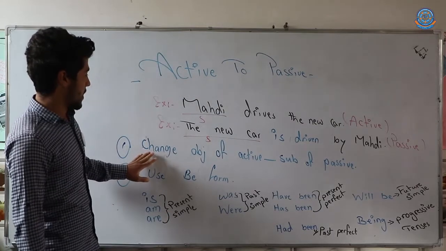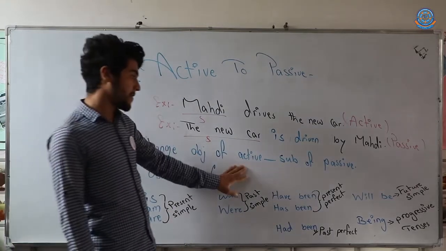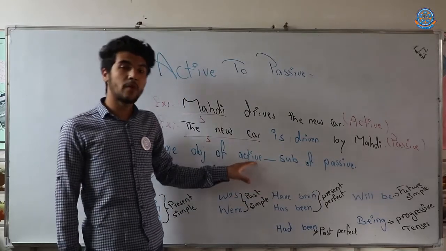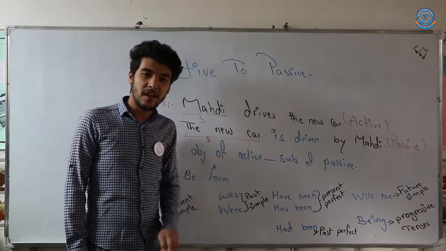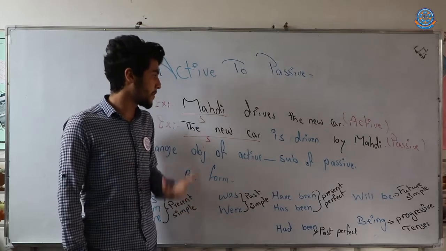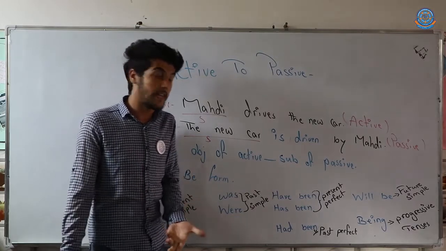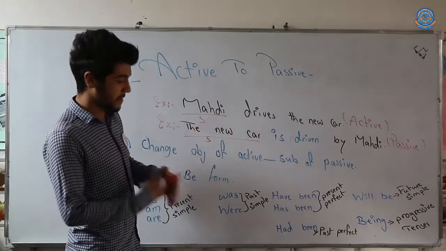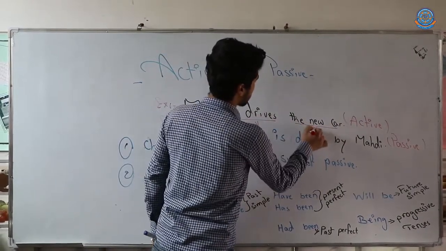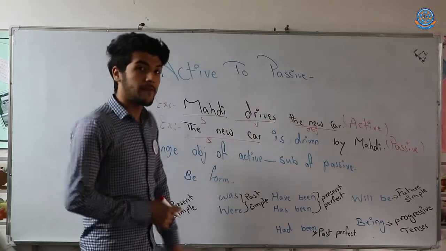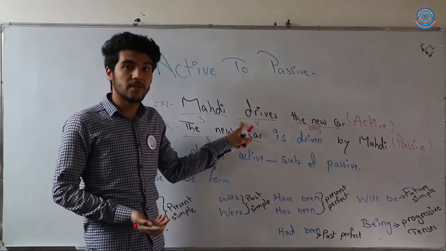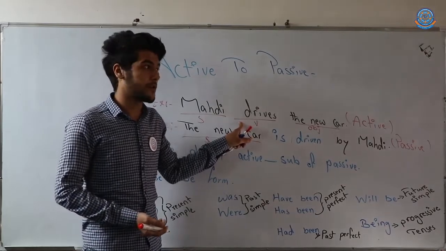First rule, change the object of an active sentence to the subject of the passive. Before doing this, you need to analyze the sentence that you want to change to passive. You need to find out where the subject, the verb, and the object are, and what their functions are. Mahdi is the subject. What is drives here? Verb. And the new car is the object. If you don't find out what the object is in an active sentence, changing it to passive is a little harder.